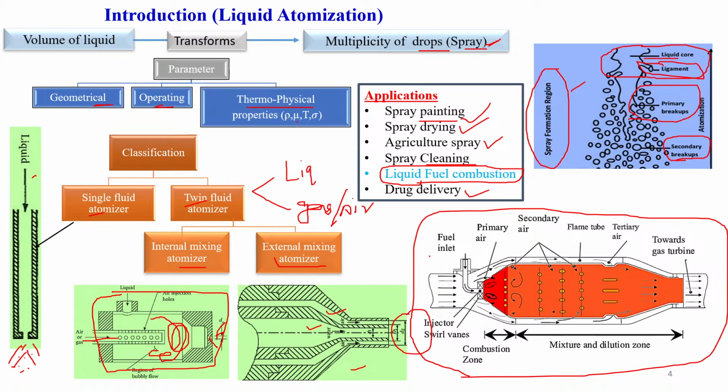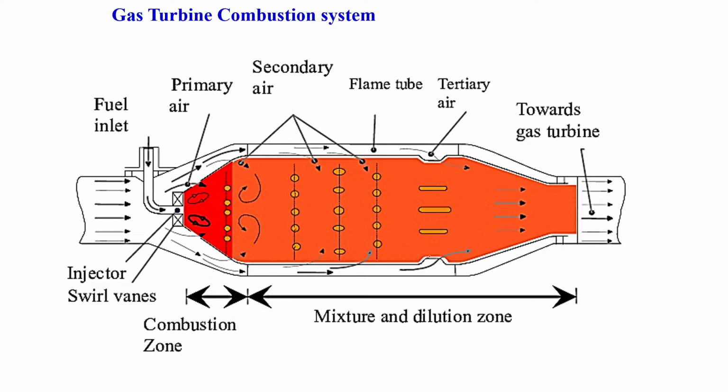In the upcoming slide, I will give the detail about this one. So this is the gas turbine combustion system. Here we can see the gas turbine combustion system. These are the important components or parts of the gas turbine combustion system. Here I would like to give the flow direction first. This is the flow direction, from left to right.